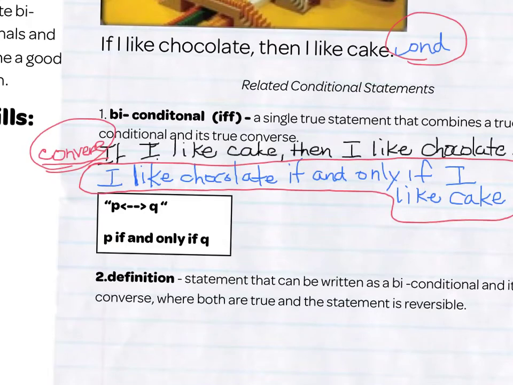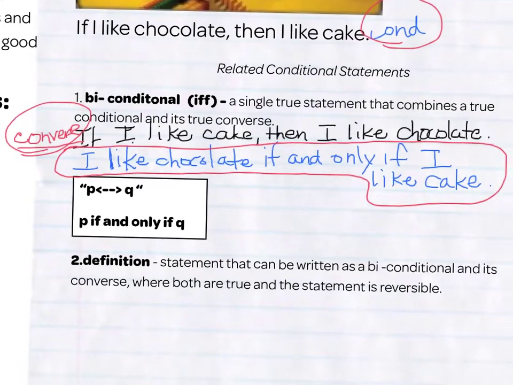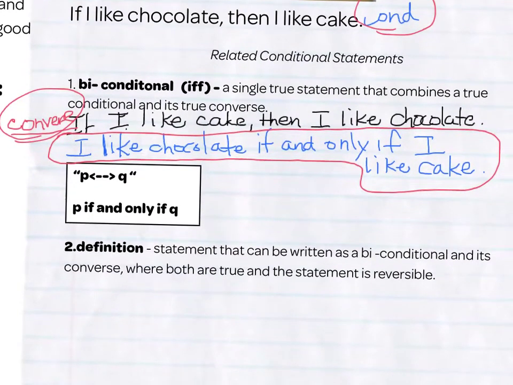The second thing we want to talk about today is the definition. I know in your other classes, especially ELA and global, you write definitions lots of times. So I want to help you understand what a good definition is. A good definition is a statement that can be written as a biconditional and its converse, where both are true and the statement is reversible. So if you can reverse the statement, then that is going to represent a really good definition.